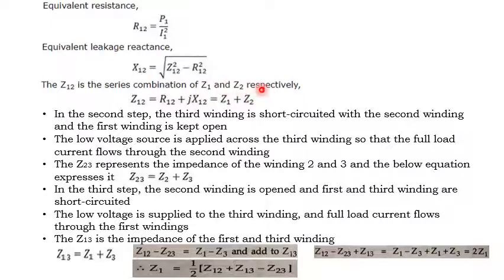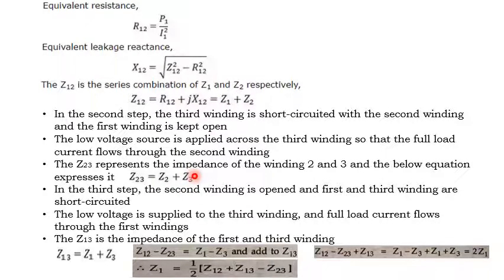So both the resistances are in series combination. In this case, how can we represent Z12? Z12 can be represented as the combination of these two impedances, Z1 plus Z2. Now in the second step, the third winding is short circuited with the second winding. In this case the impedance is represented as Z23. Again, these two impedances are in series combination, so you can represent Z23 equals Z2 plus Z3.